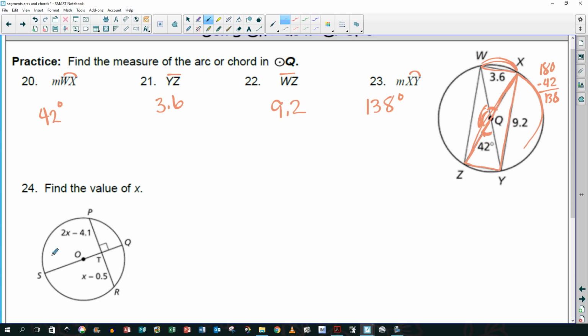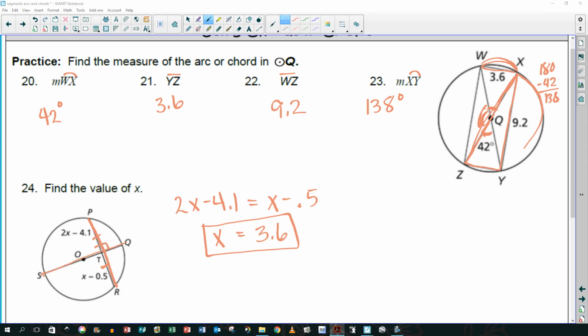Okay, here we have a diameter, and it is perpendicular to a chord. So that means this is congruent to this. So 2x minus 4.1 is equal to x minus 0.5. Subtract x, I get x. Add 4.1 and I get 3.6. So x is 3.6. It's all pretty basic, but if you're not paying attention, you can get lost.